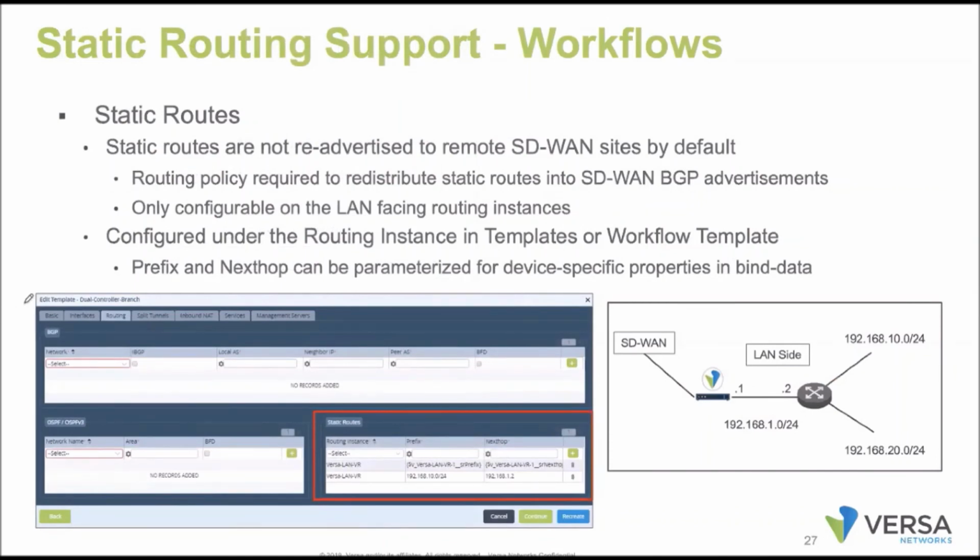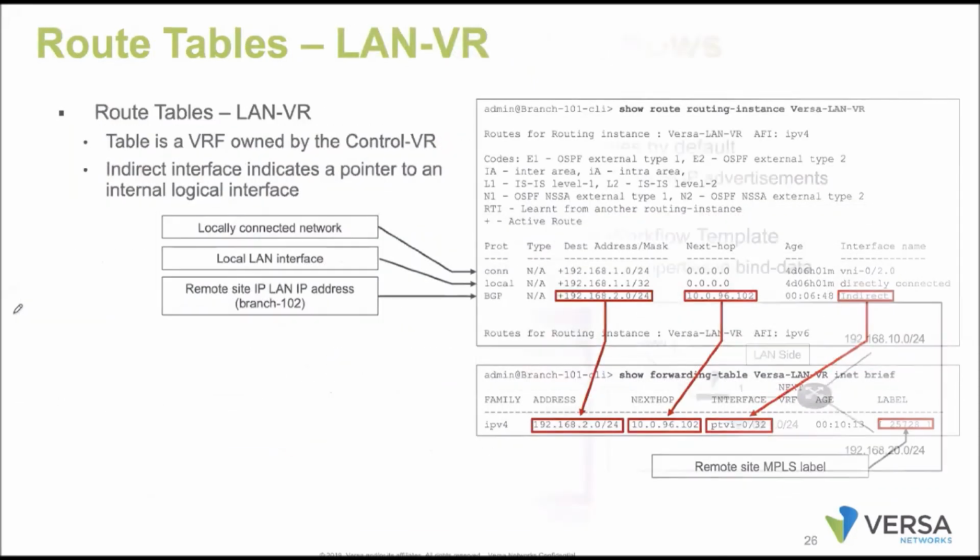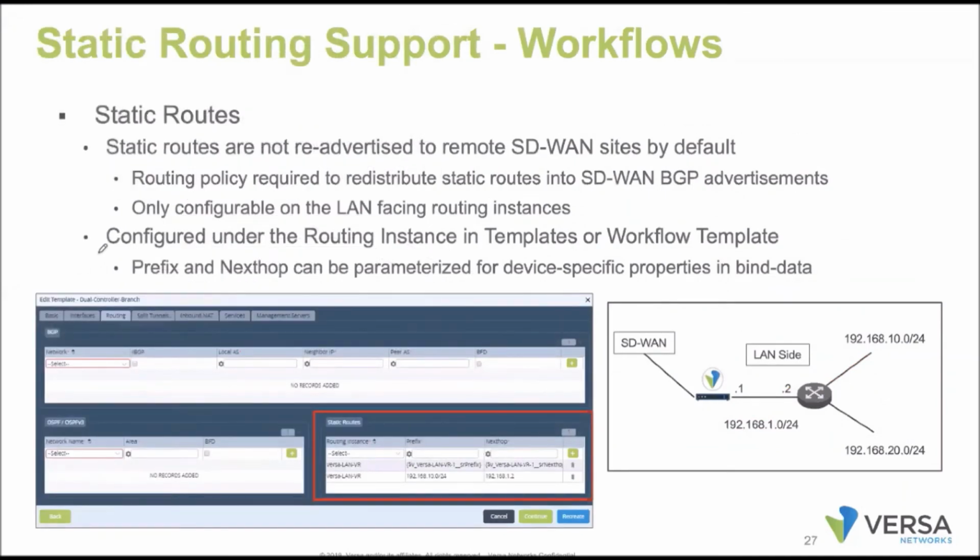So coming to the static routes configuration. This is all about the different types of routing tables. How are we trying to use all these routing tables? When it comes to the configuration part, how do you create the static routes? How do you create the OSPF? You can create them as part of a workflow template or as part of a device template.